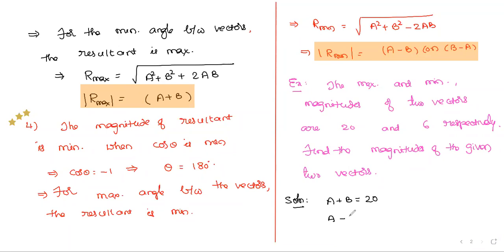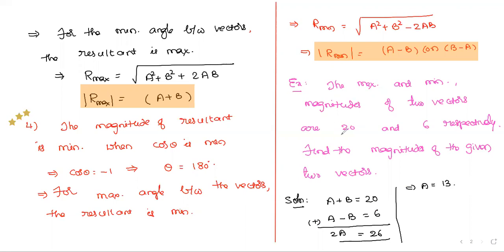A minus B is equal to 6. 2A is 26, not A is equal to 26. By adding these two equations, you will get 2A is equal to 20 plus 6, because B gets cancelled. That is 26. That implies A is equal to 13.